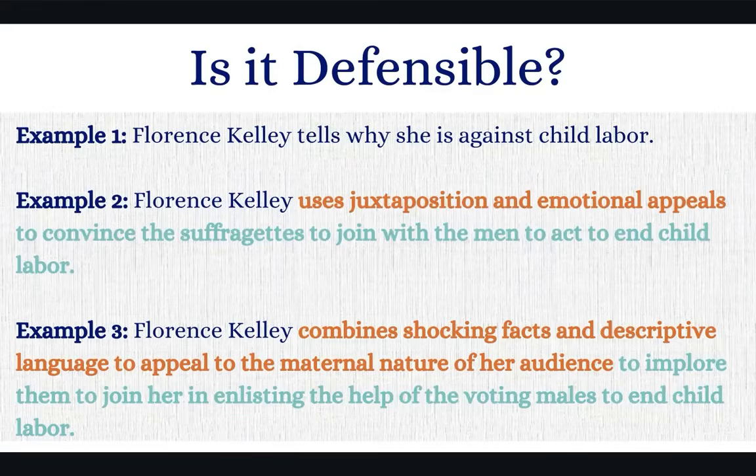The first one is not defensible because there are no rhetorical choices. Example 2 and example 3 have rhetorical choices in the orange. Notice that example 2 has "uses juxtaposition and emotional appeals," so it's a little bit vague there. It's the noun form, but it would still count on the exam. Whereas example 3 arguably has more precise language for those choices. And then that softer blue color there, that's going to be the message, argument, or purpose.